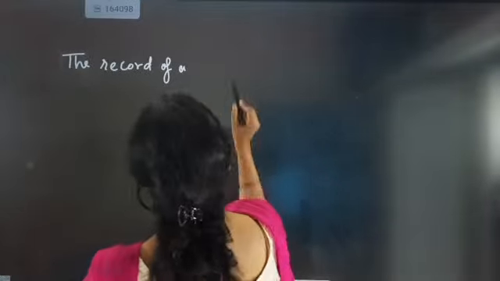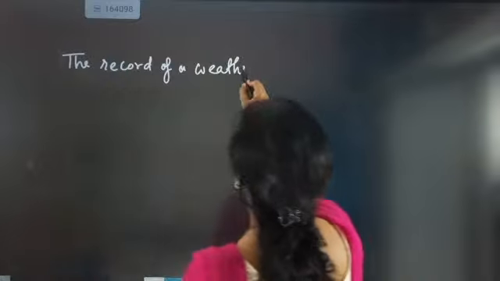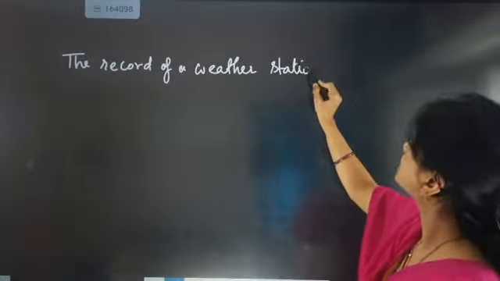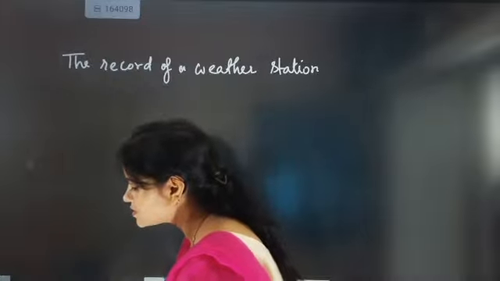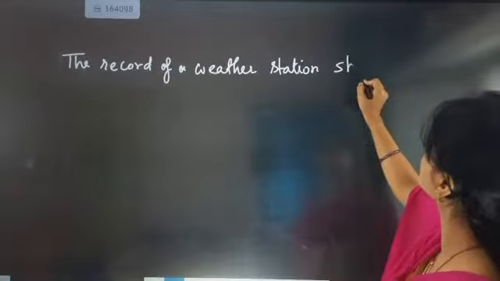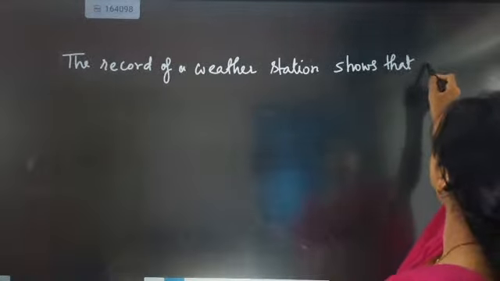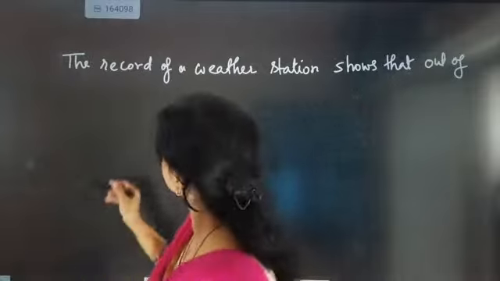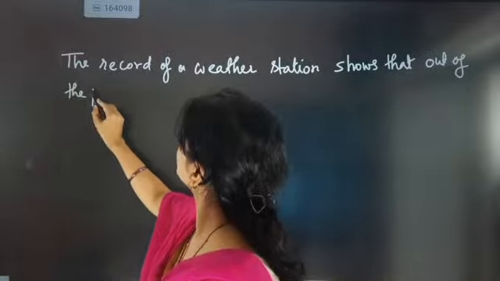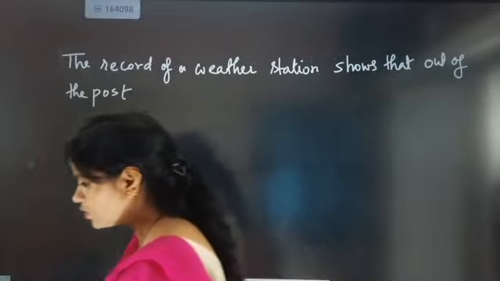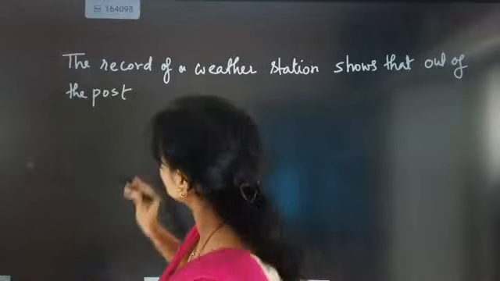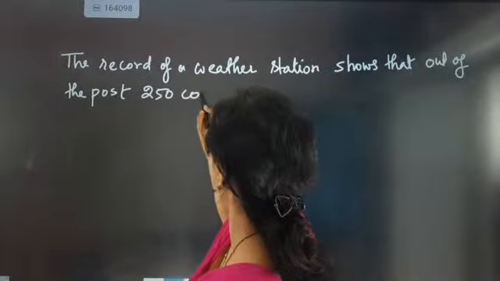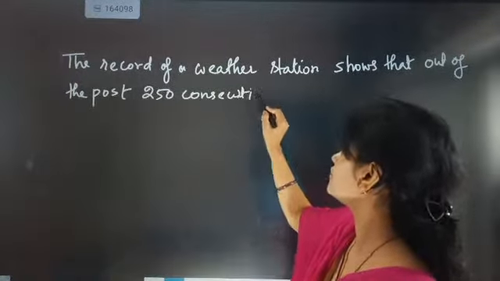Okay, fine. So now information given: the record of a weather station shows that out of the post 250 consecutive days. Consecutive means one after the other. 250 consecutive days.